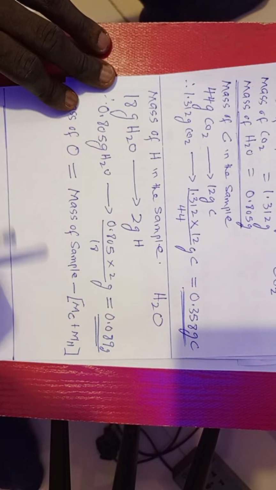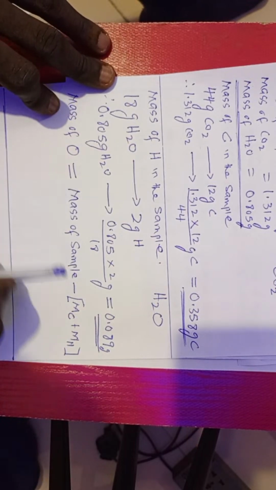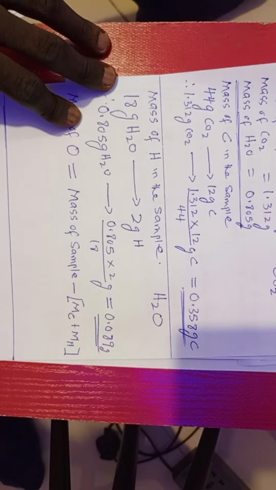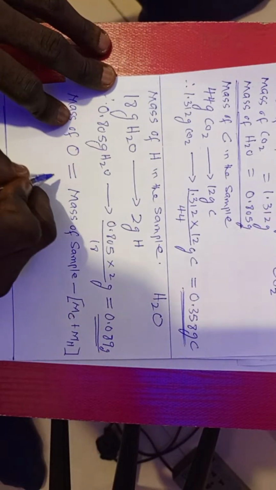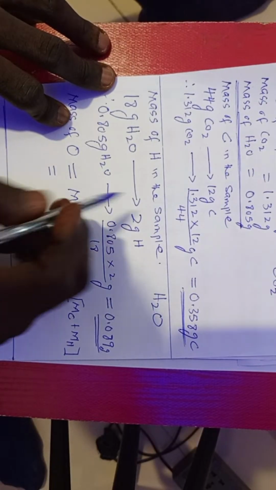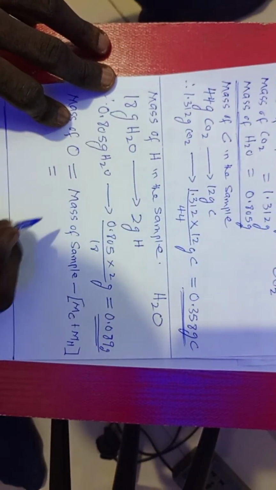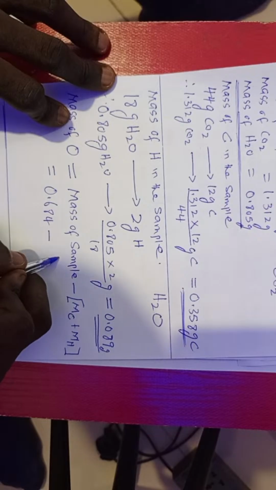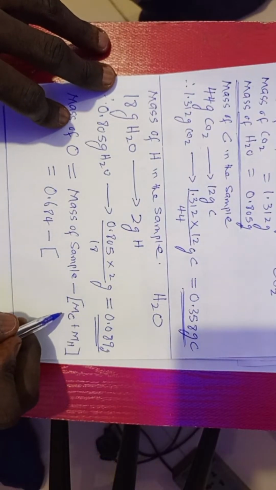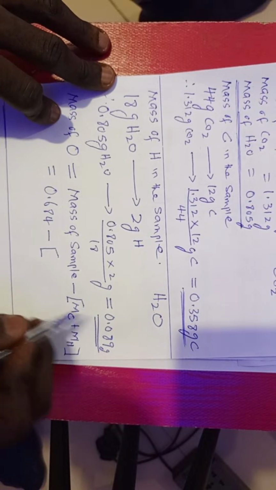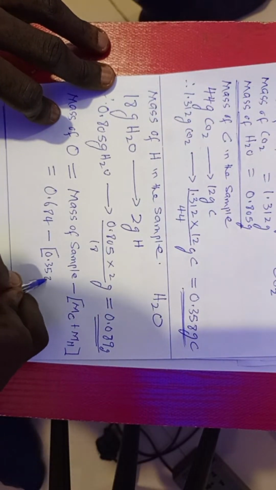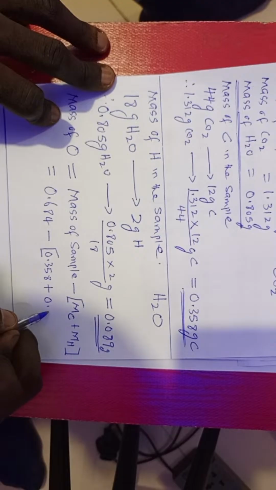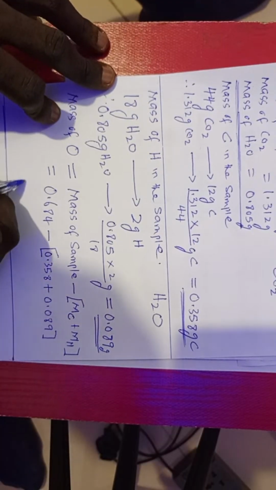So if you want to find the mass of oxygen, you're going to subtract the combined mass of carbon and hydrogen from the total mass of the sample. Let's do that together. What is the mass of the sample here? It is giving us 0.684. So 0.684 minus, open this bracket. What is the mass of carbon we obtained from this calculation? We obtained the mass of carbon to be 0.358. Plus the mass of hydrogen we just got, 0.089. So what is the mass of oxygen?